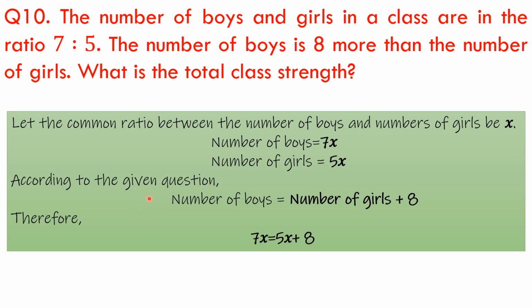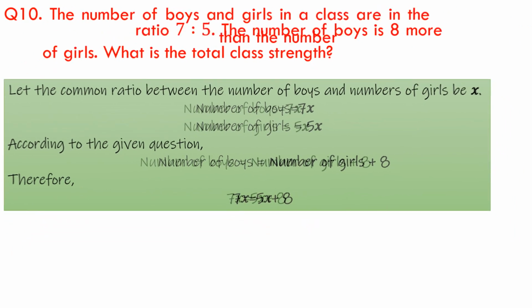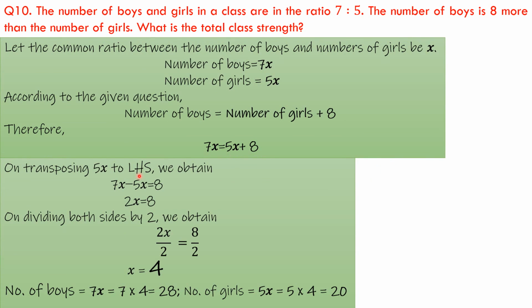According to the question, हमें बताया गया है number of boys 8 ज़्यादा होंगे number of girls से. Therefore, 7x equals to 5x plus 8. On transposing 5x to left hand side, we obtain 7x minus 5x equals to 8. Here 7x minus 5x equals to 2x. Again हम डिवाइड करेंगे 2 से दोनों साइड तो हमें मिलेगा 2x by 2 equals 8 by 2. So we get x equals to 4.